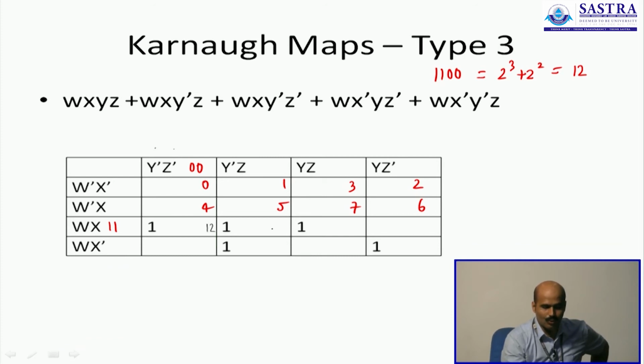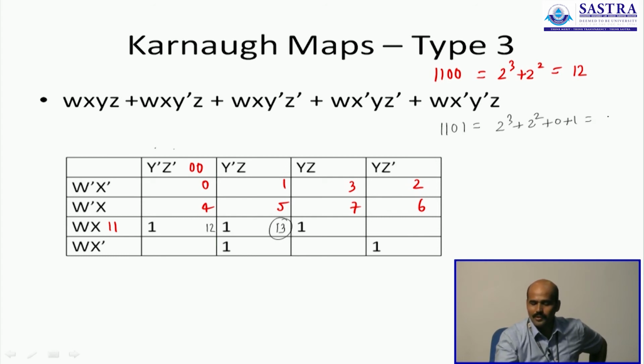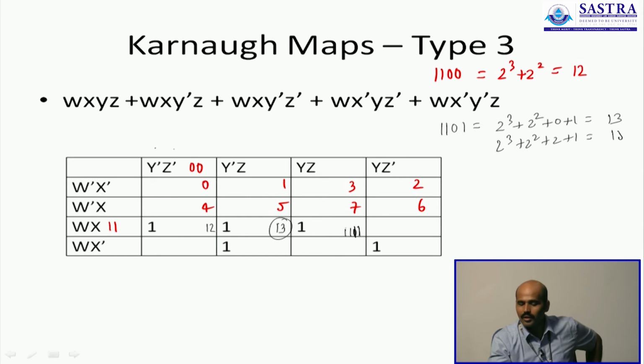This is 13 in fact, because this number corresponds to 1101. 1101 is 2 cube plus 2 square plus 0 plus 1, that's 12 plus 1, that's 13. And this cell corresponds to 1, 1, 1, 1. All of them are ones. You'll have 2 cube plus 2 square plus 2 plus 1. That's 8 plus 4 plus 2 plus 1, which is 15.